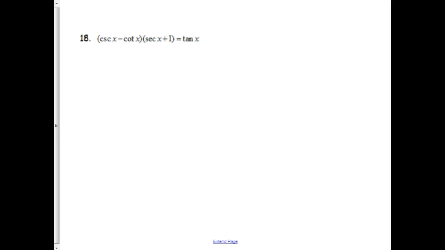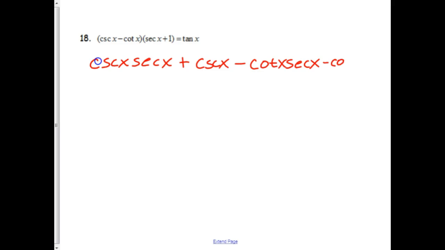Just like the first term. So it's going to be cosecant x times secant x, right? Plus, well, cosecant times 1 is just cosecant. Minus, okay, cotangent x secant x. And then, let's see, minus cotangent x. And we have our equal sign. Okay?